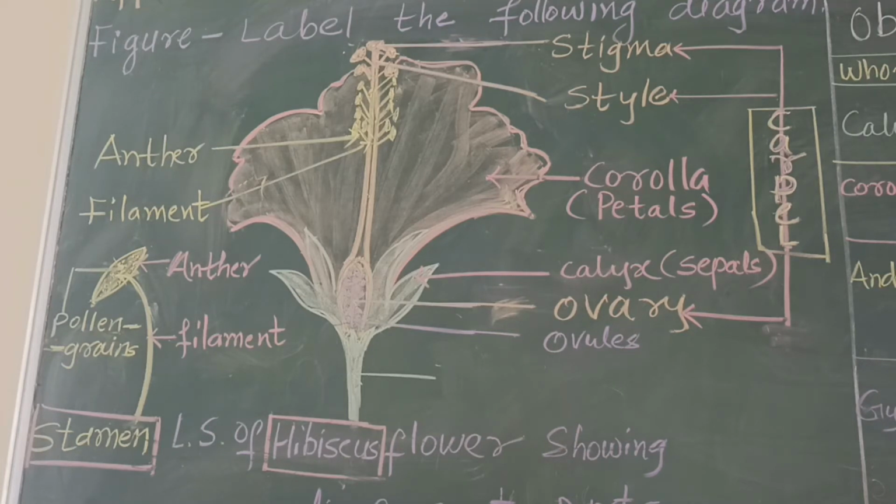Flower is the main reproductive part of the plant. You know about that. म्हणजे वनस्पतीचा फूल हा अवयव लैंगिक प्रजननात भाग घेणारा अवयव आहे.